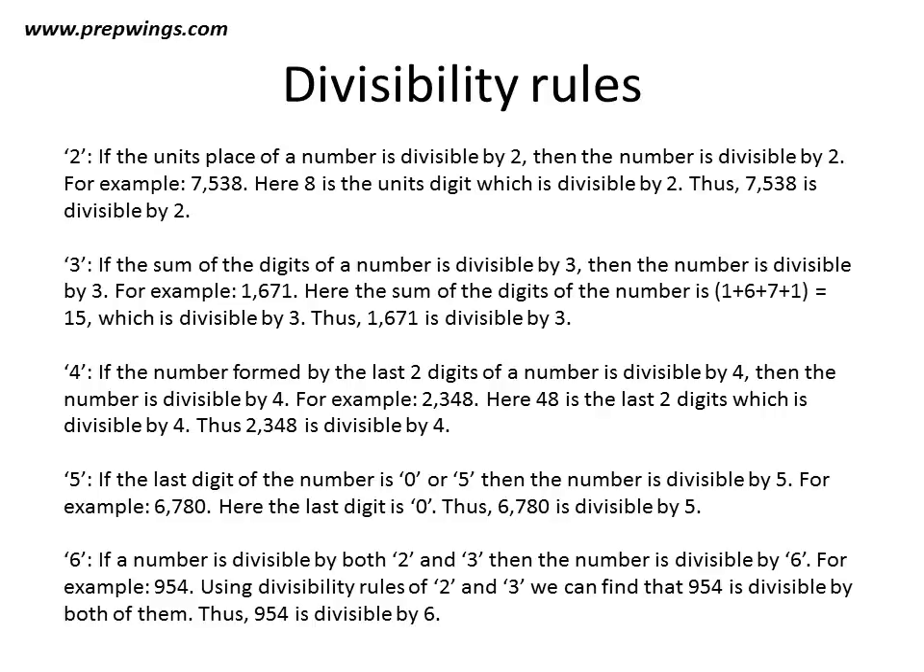So if we use the divisibility rule of 2 for number 954, we see the last digit is 4. So this number is divisible by 2. If we use the divisibility rule of 3 on this number, wherein we add all the digits, which is 9 plus 5 plus 4, that comes out to be 18. So this number is also divisible by 3. Thus this number is divisible by both 2 and 3, and we can then say that it is divisible by 6.